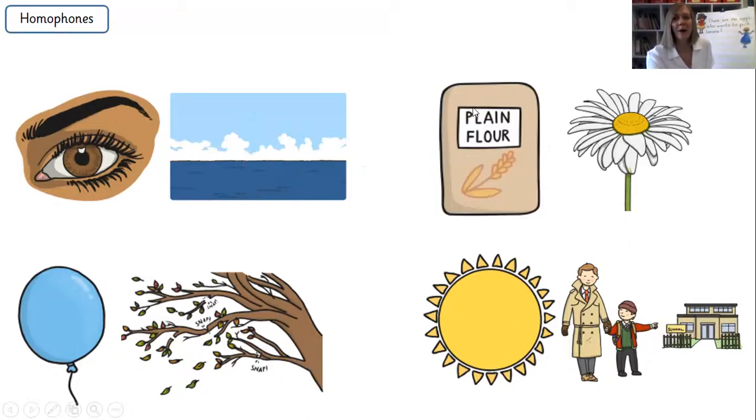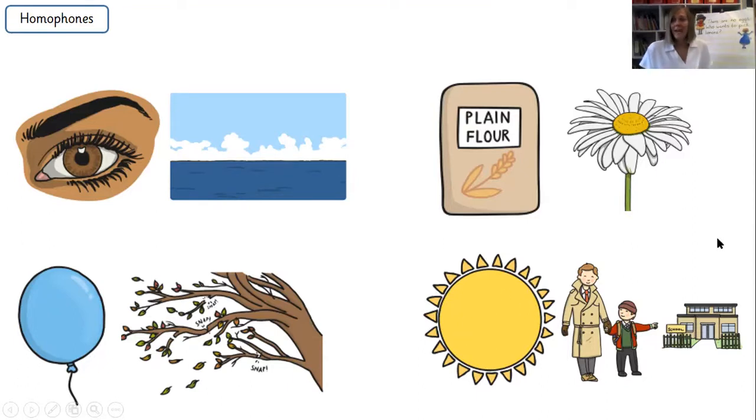We've got a bag of flour, just like we needed in our story to make the pancakes. And we've also got a flower, which is a daisy. Flour and flower, sea and see. Down here, I wonder if you can guess what our homophone word is. The balloon is blue in colour and the wind blew the branches, blue and blew. And over here, we've got the big bright yellow sun that's in the sky, sun, and we've also got a dad walking his son to school, sun and son.